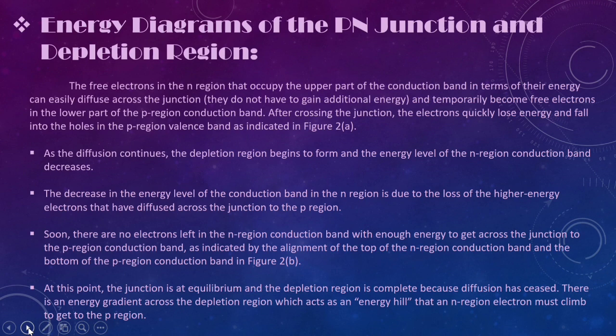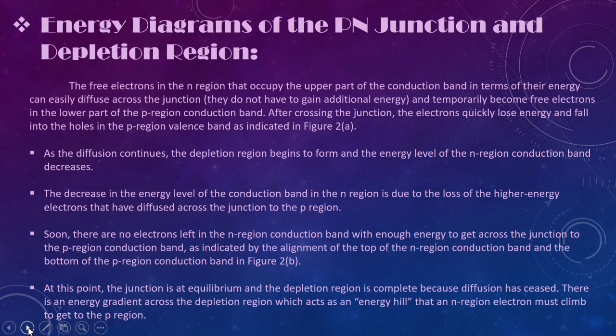As the diffusion continues, the depletion region begins to form and the energy level of the n region conduction band decreases. The decrease in the energy level of the conduction band in the n region is due to the loss of the higher energy electrons that have diffused across the junction to the p region. Soon there are no electrons left in the n region conduction band with enough energy to get across the junction to the p region conduction band, as indicated by the alignment of the top of the n region conduction band and the bottom of the p region conduction band in the figure, which is on the next page.